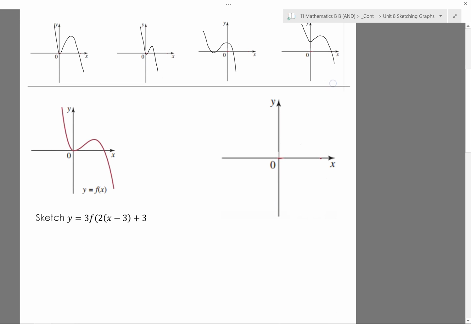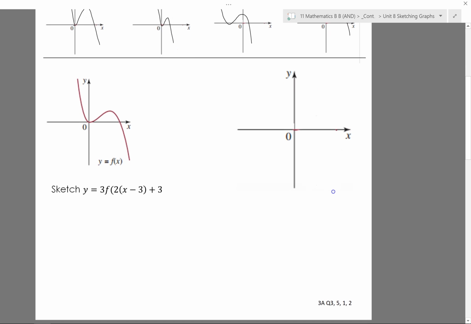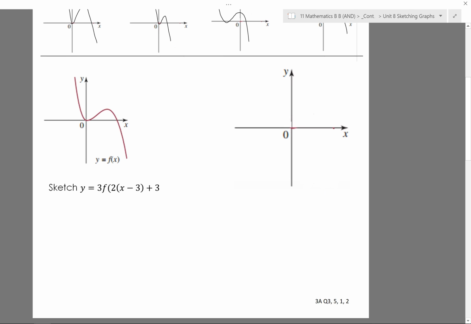If I was going to do a whole heap of these in the one transformation, it looks a bit intimidating. I should have another bracket here. Okay, so this is my a value equals 3, which is telling me to vertically dilate. And I need to state that. This 2 is a b value, okay, also telling me to dilate.